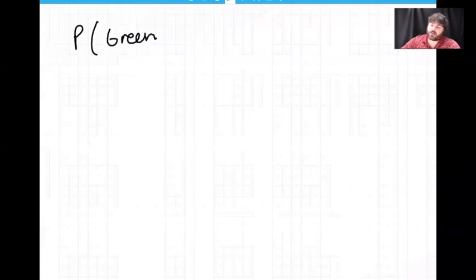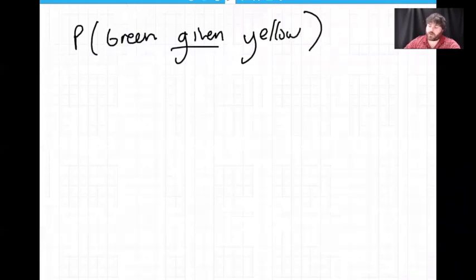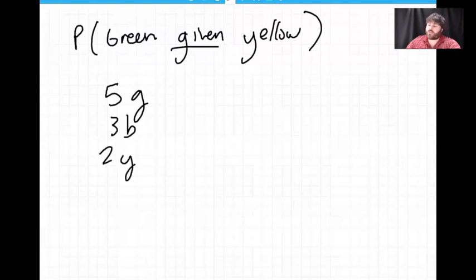Okay? All right, last thing is given. What is the probability of getting a green given you just drew a yellow? So you'll see this word given. Okay, so we had 5 green, 3 blue, 2 yellow. This sounds like it's multiple events as well, but it's not. We're just saying what's the probability of drawing a green, but you have to have already done this yellow bit.